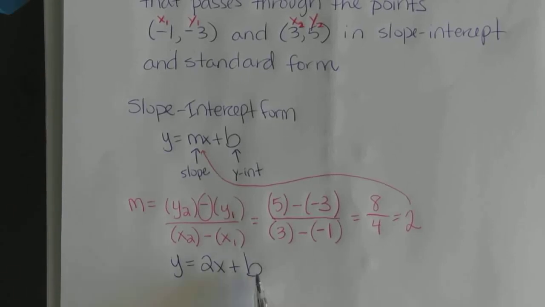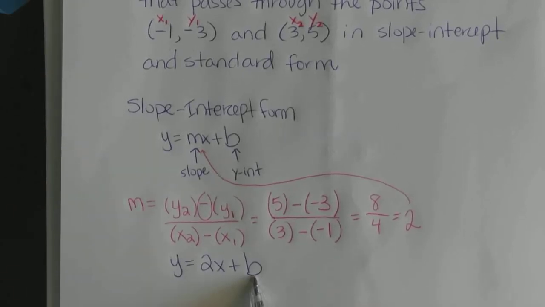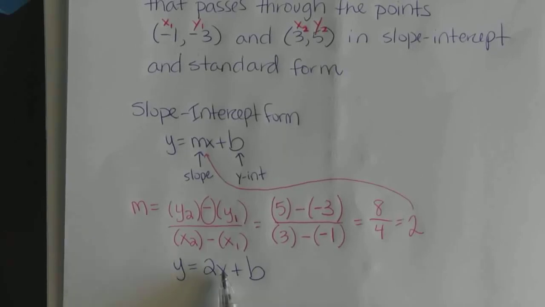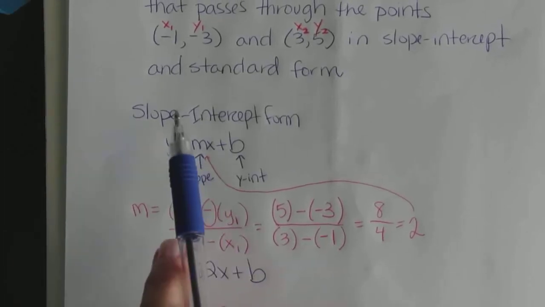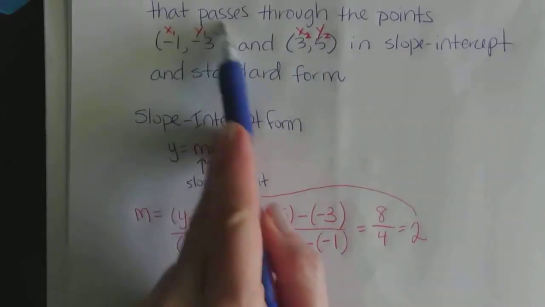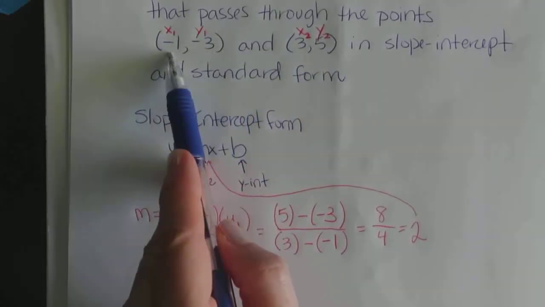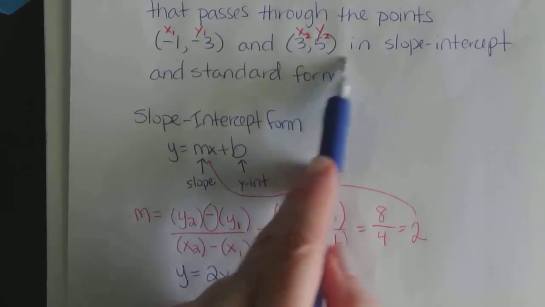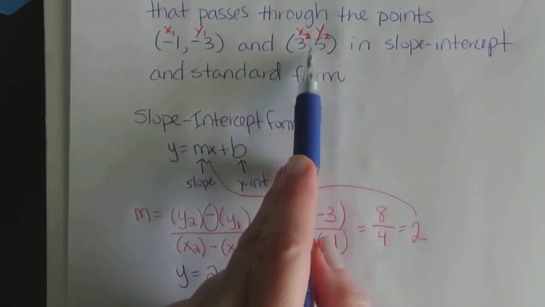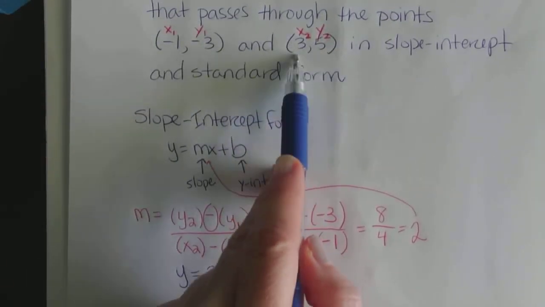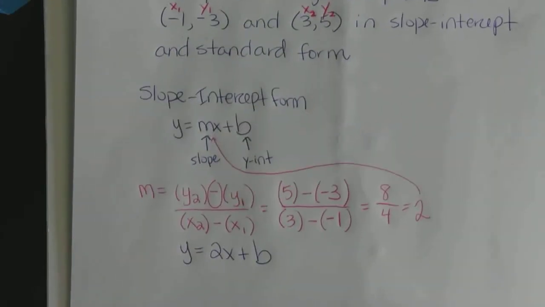And my last step is to find that b. So to find that b, you may remember that you're going to fill in an x and a y and solve for b. So let's go up. We could use this x and y, or we could use the 3, 5. Now my choice is to use the 3, 5 because they're positives. They're easier to work with.